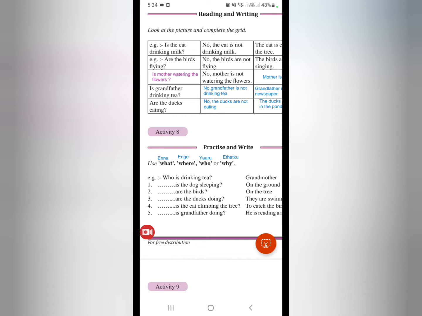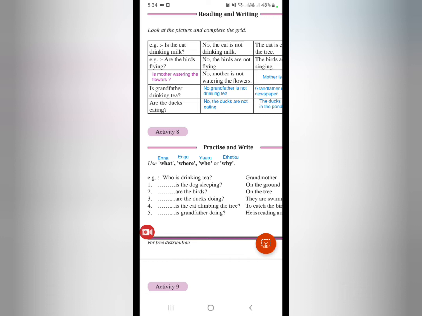Now we'll see. What is the dog sleeping? Then will you reply? What is the dog sleeping means? Will you reply on the ground? Why should you say that ground? It is a place. Then you should say where is the dog sleeping? Then they will answer on the ground.